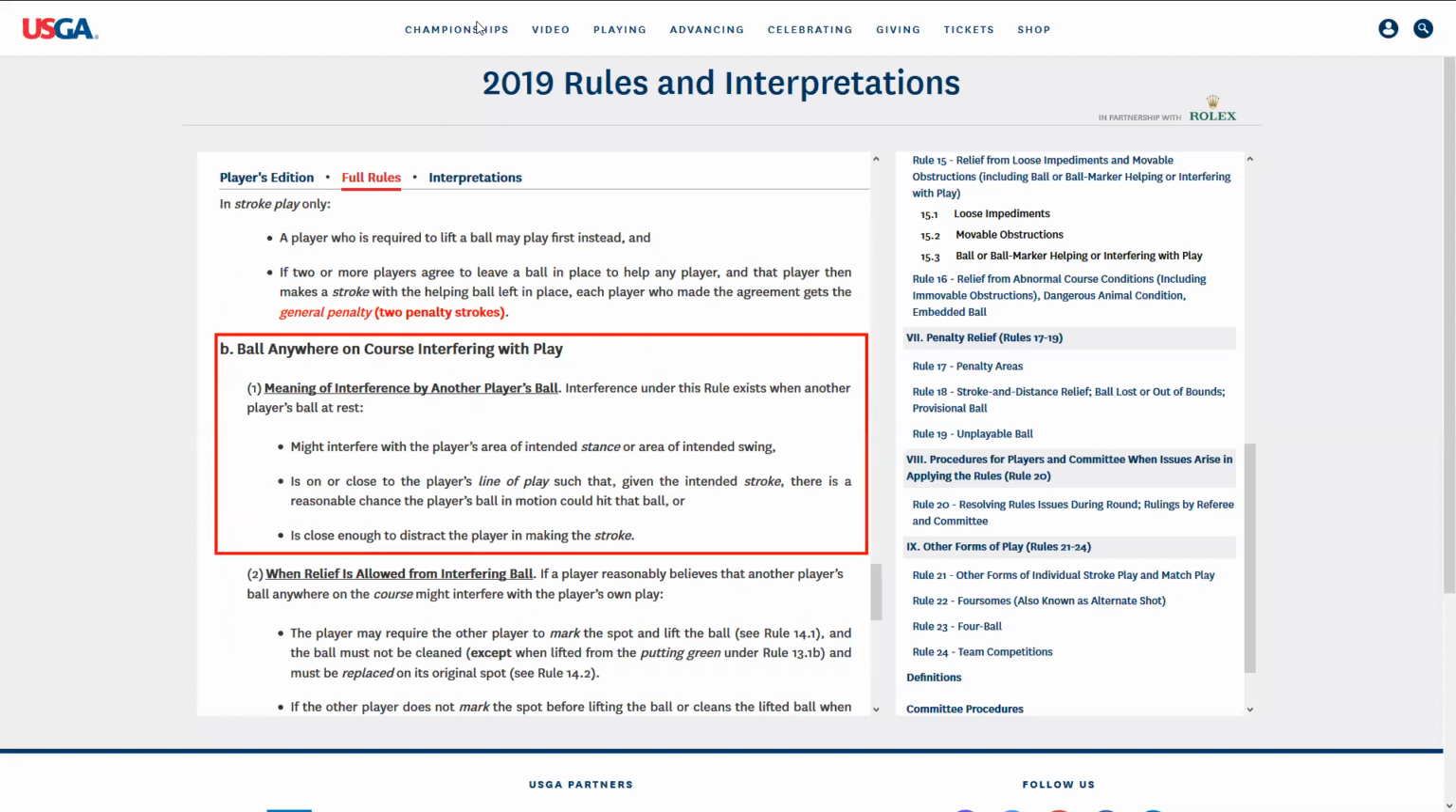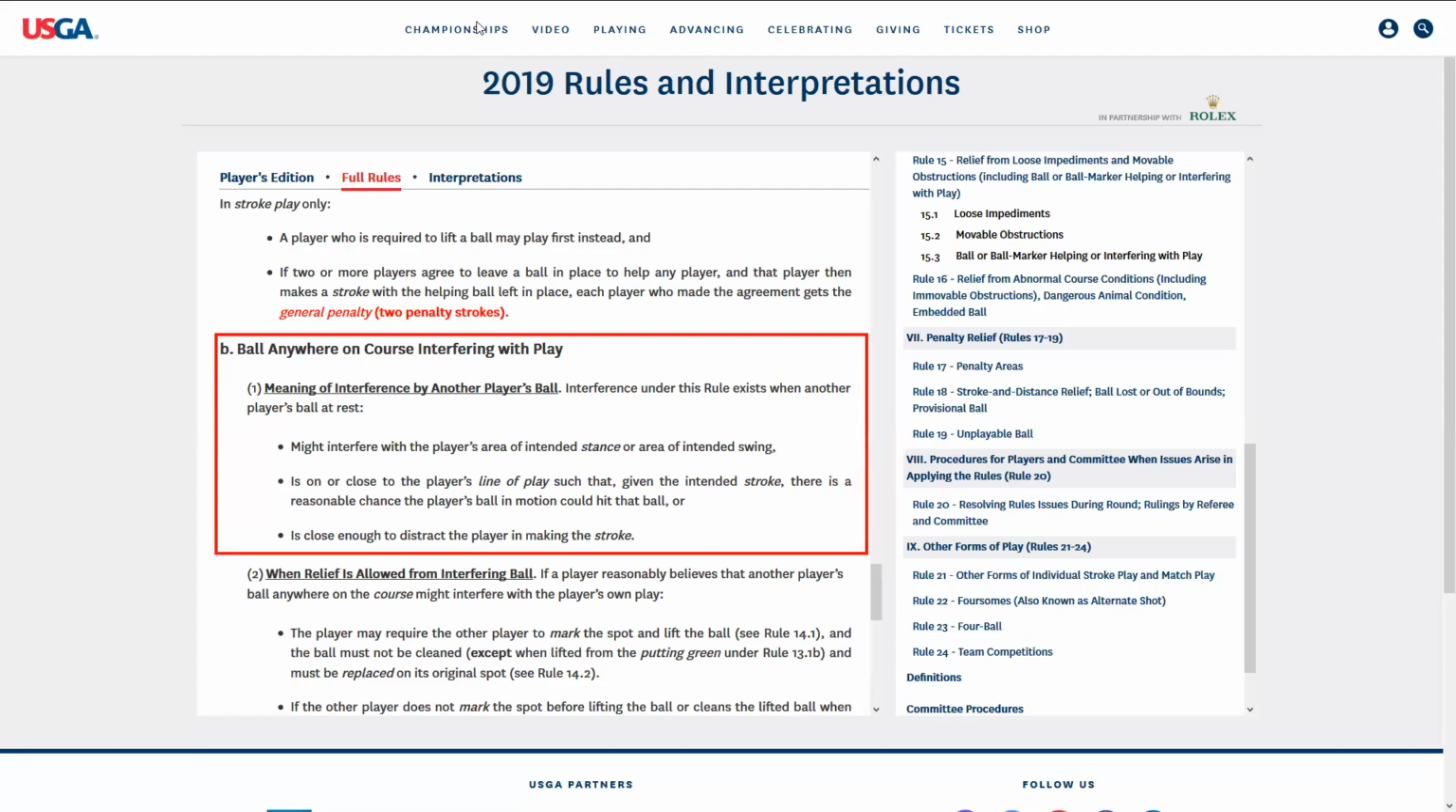Second bullet point, is on or close to the player's line of play, such that, given the intended stroke, there's a reasonable chance the player's ball in motion could hit the ball, or C, is close enough to distract the player. When you think about that, bullet point number 3 kind of subsumes the first 2 above it. If it's close enough to distract the player, you're going to get relief, and you don't have to go through bullet points 1 and 2. But as we're going to see in just a minute, that last bullet point is subject to the reasonable standard.